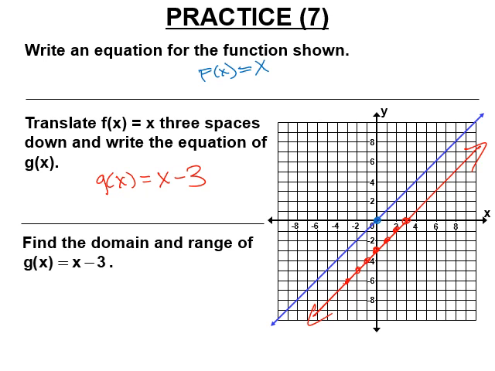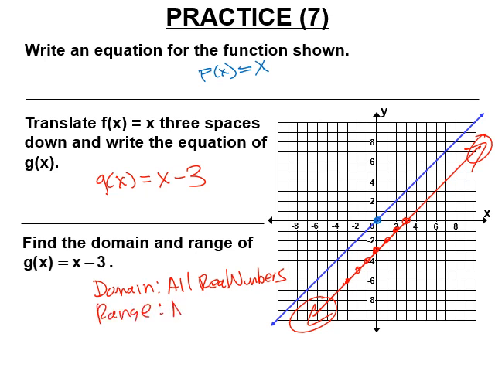Find the domain and range of x minus 3. Well, we have arrows on the end. We're going everywhere on the x, all real numbers. And the y, we're also going all real numbers in the y. Right? Linear functions, there are exceptions for horizontal and vertical lines, but the ones that aren't horizontal and vertical, x and y could be anything.